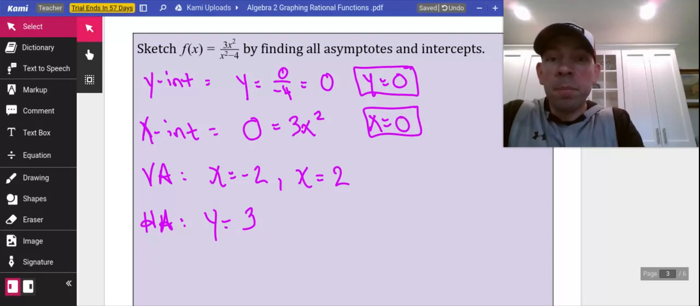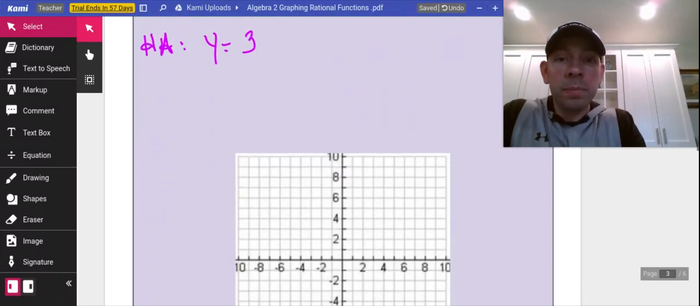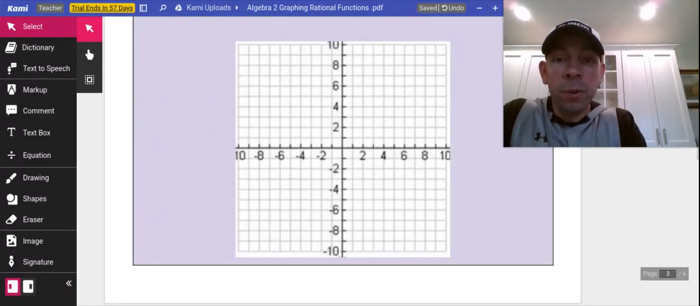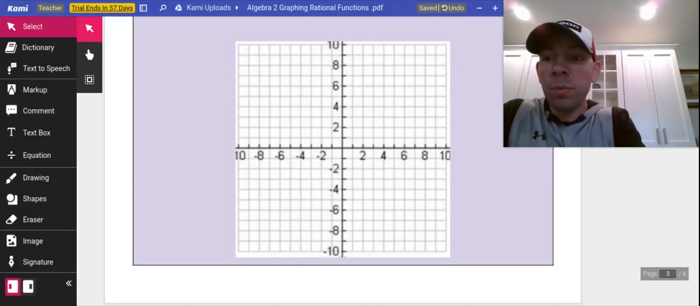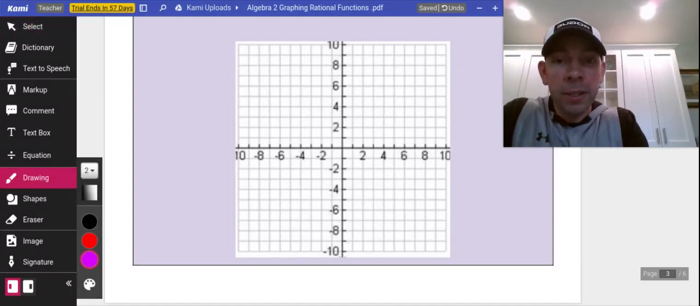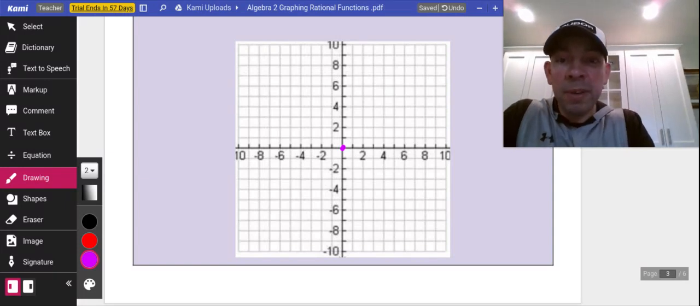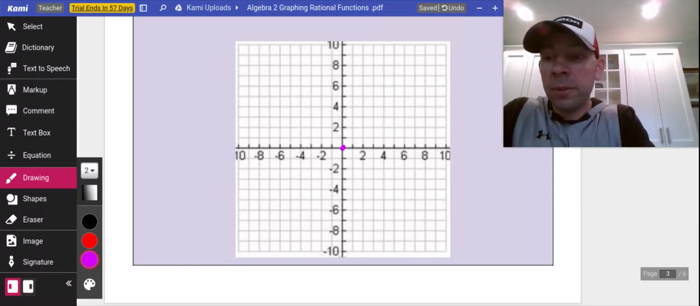So let's see if we can plot all of that information. Again, we're going to go right through the origin. Whoopsie daisy, got to hit this button here. All right, there is my x equals 0, my y equals 0. We've got 2 vertical asymptotes and a horizontal.